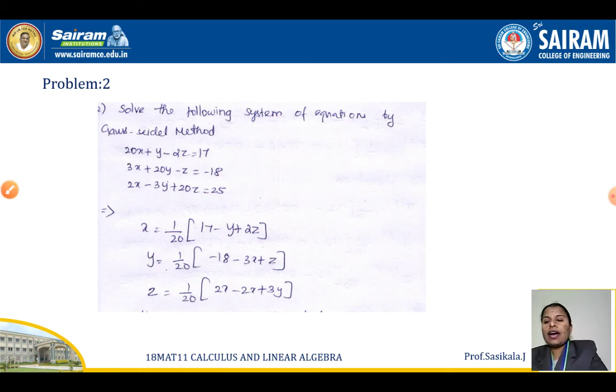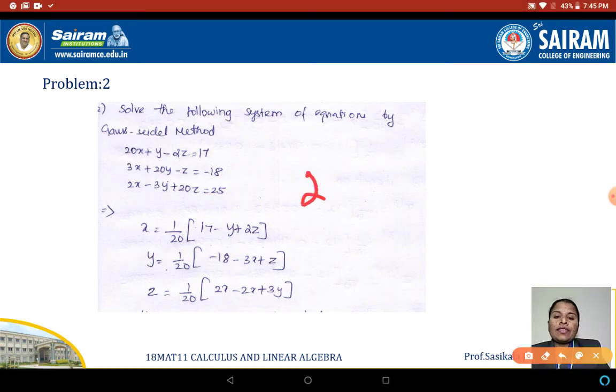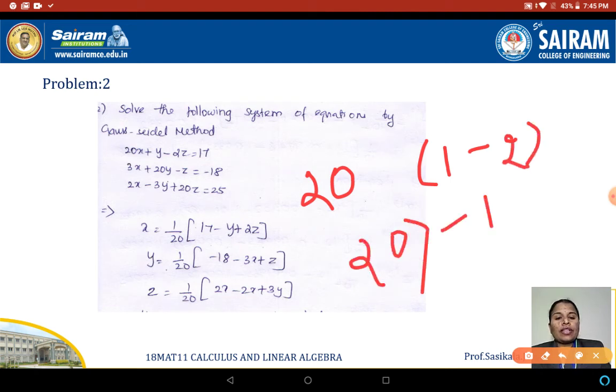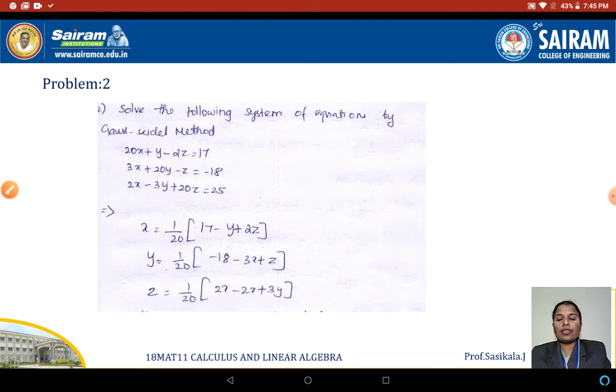What is that? I have a11 as 20, and for the y value, that means the y coefficient a12 is 1, a13 is minus 2. So I got which is a minus 1. So obviously 20 is greater than minus 1. So the first one is diagonally dominant. The second equation is also the same, 3, minus 1, 2. So 20 is the maximum here also. So what you have to do is arrange it equation wise.